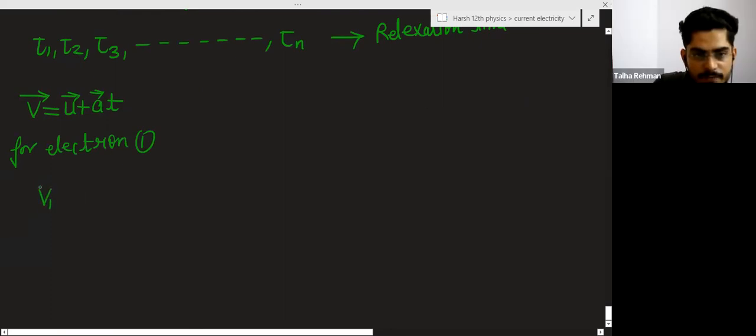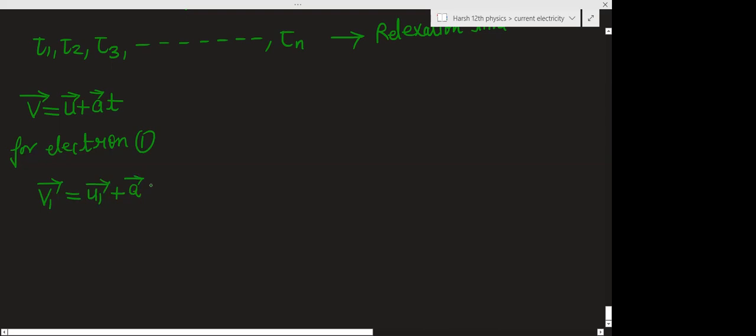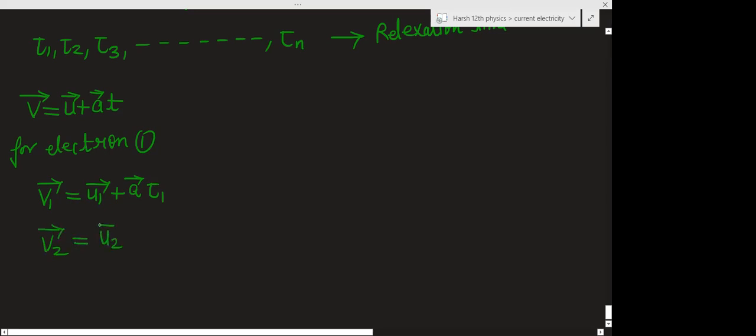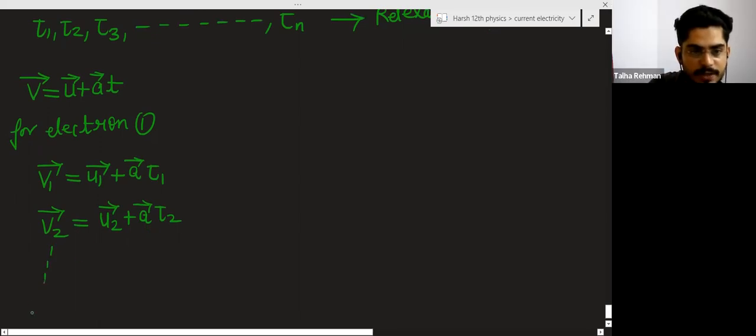So for electron 1, final velocity is V1, initial velocity is U1, acceleration is A, and time is tau 1. Similarly, we can write for electron 2: U2 plus A tau 2. And accordingly we can write for the nth electron: final velocity Vn equals Un plus acceleration, which remains the same for all the electrons, times tau n.